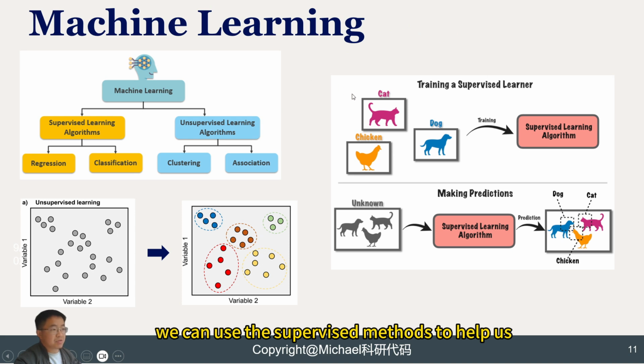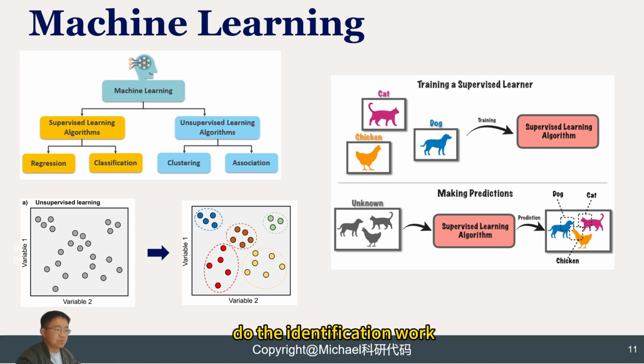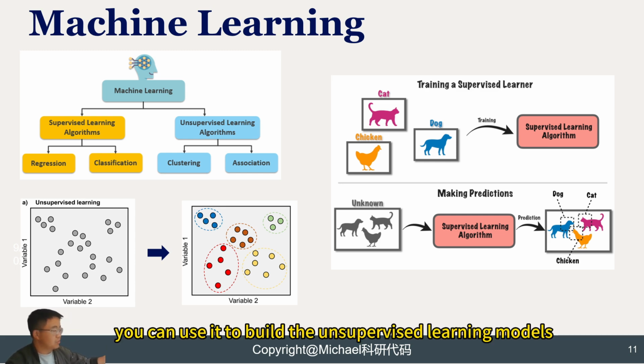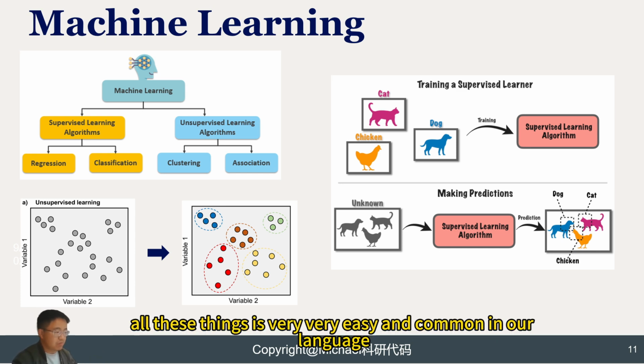Like this, we can use supervised methods to help us do identification work, or prediction work, or maybe you can use it to build unsupervised learning models. All these things are very easy and common in the R language.